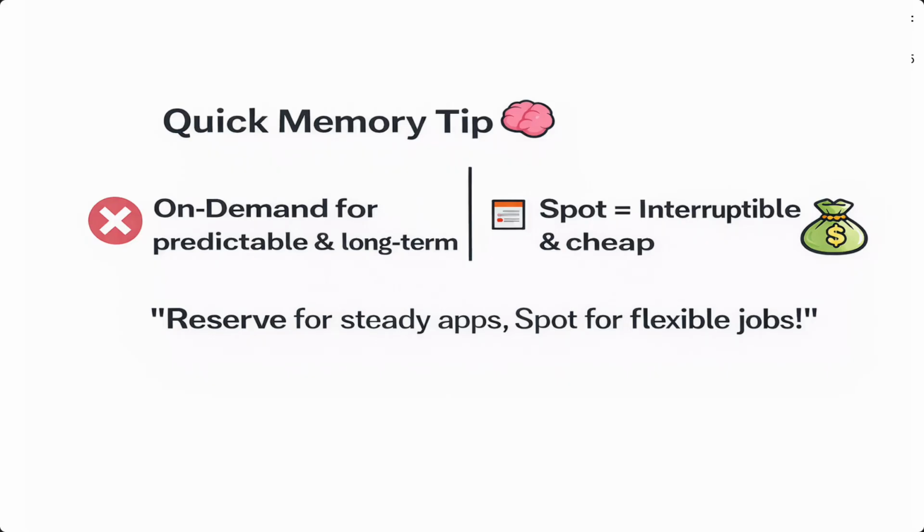Quick memory tip. Think, reserved equals predictable and long-term. Spot equals interruptible and cheap. Reserved for steady apps, spot for flexible jobs.